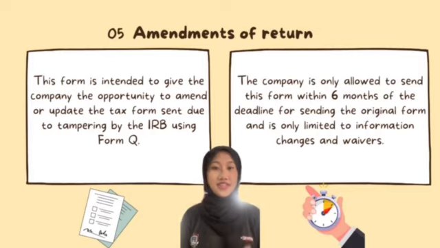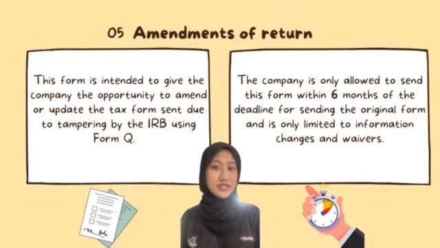Amendments are written. This form is intended to give the company the opportunity to amend or update the tax form sent due to tampering, by the IRB using Form Q. Next, the company is only allowed to send this form within 6 months of the deadline for sending the original form and is only limited to information changes and waivers.